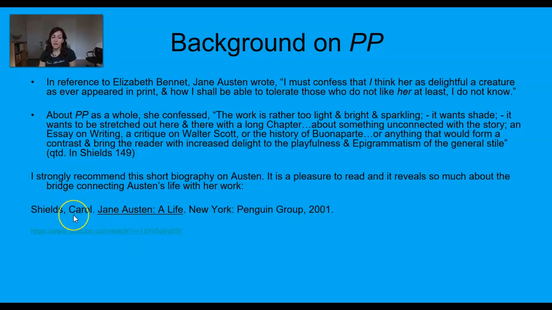I read this myself. I own it. It's by Carol Shields. It's this small book that's on Jane Austen's life. If anything that I've said piqued your interest, then you might want to check it out and read this biography.